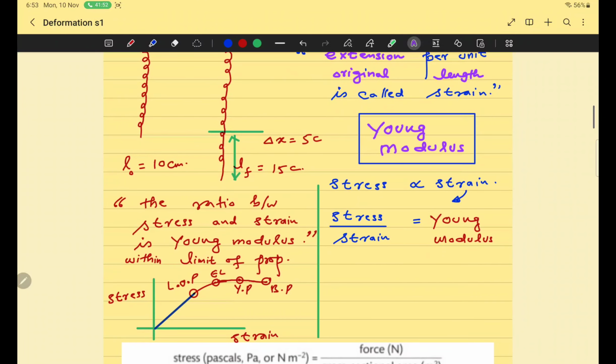Stress and strain are directly proportional, and their ratio is called Young modulus. Their ratio is called Young modulus. Uswa beta, what is Young modulus?